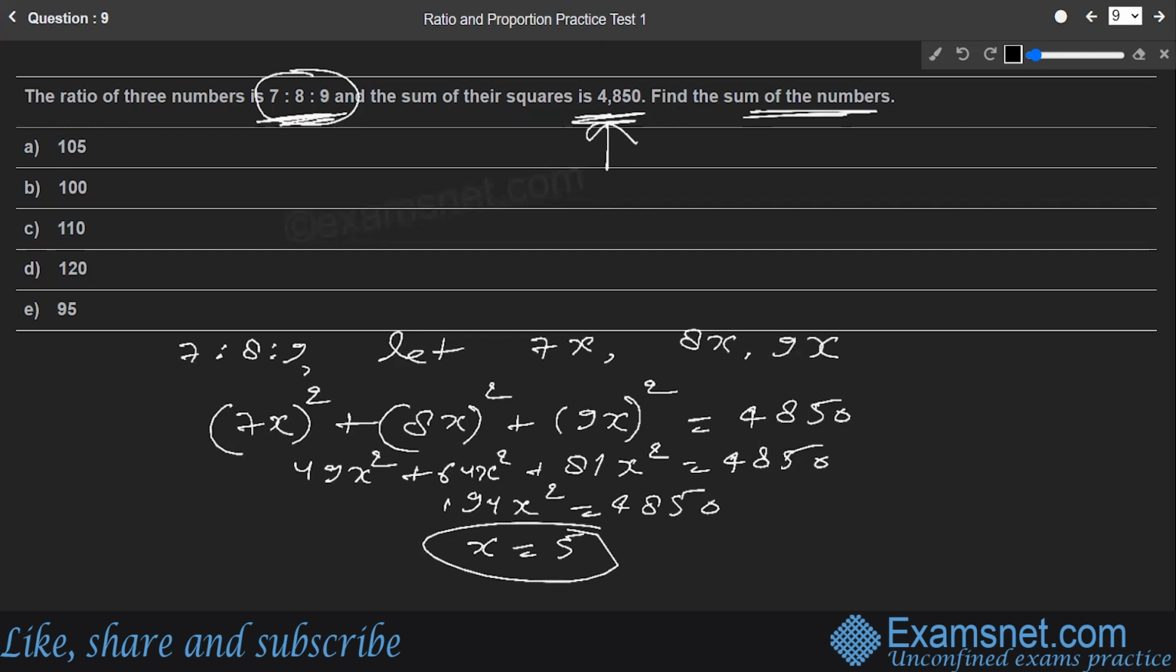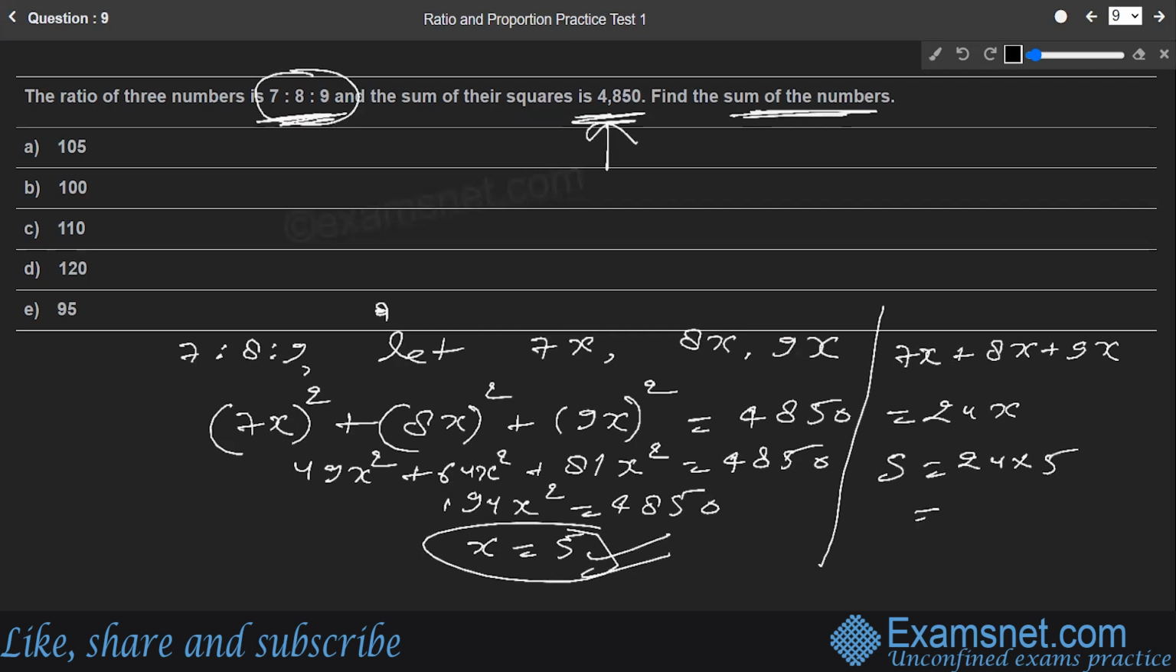What we were supposed to find is the sum of these numbers. The sum of the numbers can be found by adding 7x plus 8x plus 9x. How much will that be? 8 plus 7 is 15, plus 9 is 24x. So that should be the sum. The x value is already known to us, so the sum is 24 into 5. That is nothing but 120. So that is the answer. The sum is 120. The answer is available in option number B, and that is right.